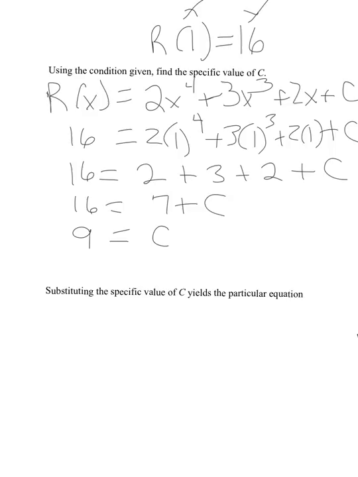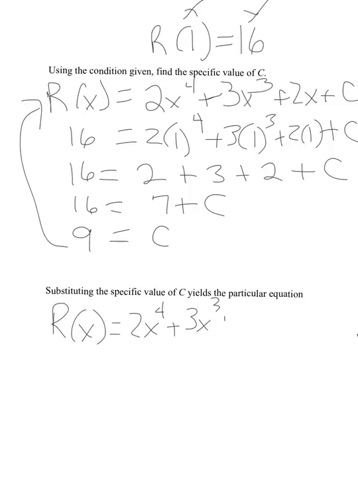Here's what that tells me. If I go back to this line right here, I'm going to know the exact function that would have that point on it. It would be 2x to the 4th plus 3x cubed plus 2x, and instead of putting a plus c, I'd put a what? Plus 9.